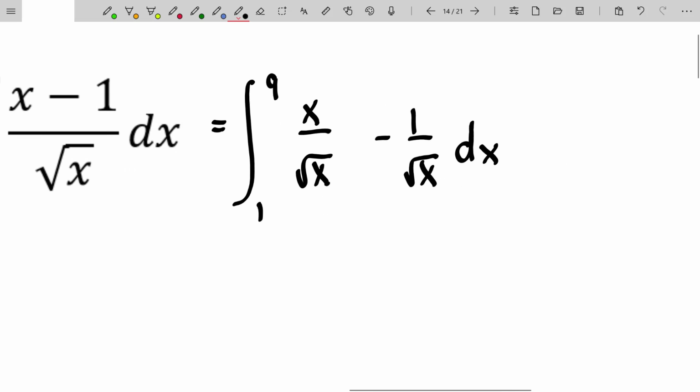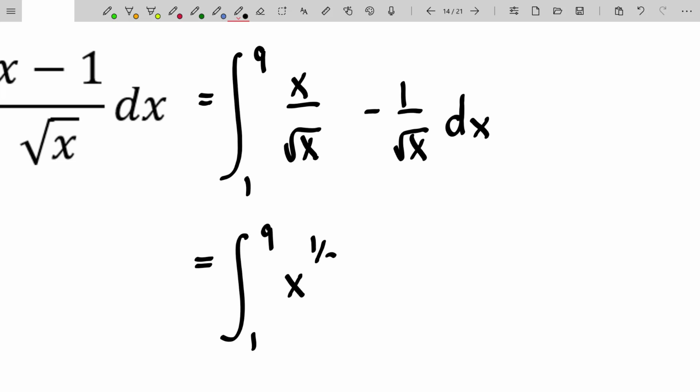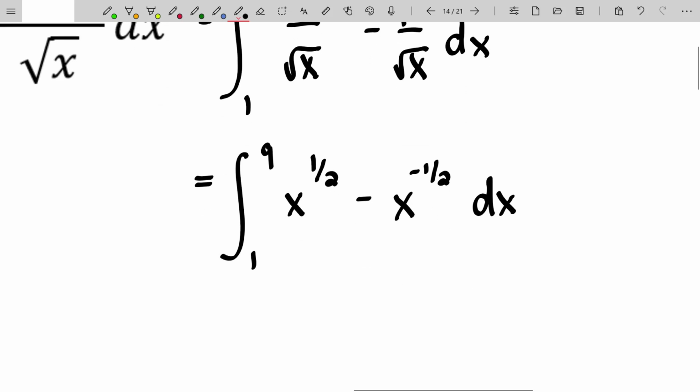And if you're saying to yourself, I don't know the antiderivative of x over root x, I will slap you. You need to do more algebra first, right? This needs to be written as the integral from 1 to 9 of root x, which I prefer to write as x to the 1/2, minus x to the negative 1/2. And at that point, you should say, oh, yeah, I could totally find the antiderivatives of those.